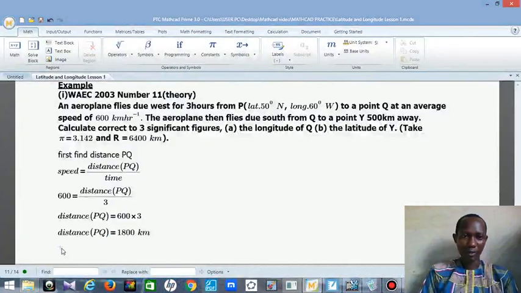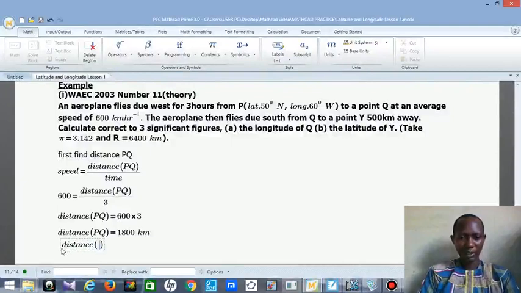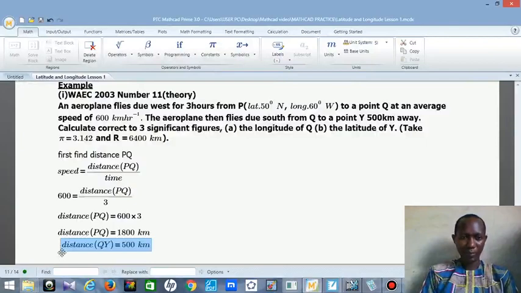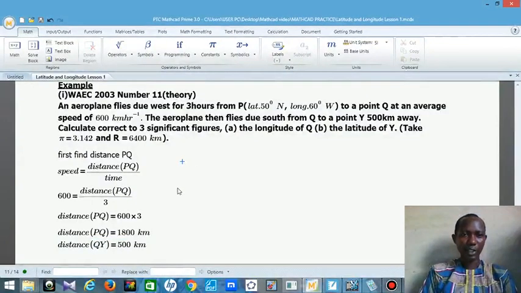So we need to write it down. All these are things that will help us when we are doing our calculation. So distance QY is given as 500 kilometers. It's very important, take note of that. When you know the distance of 2 points, the solution will not be difficult, because this topic is mainly about distance. Okay, now what next? Let's see.